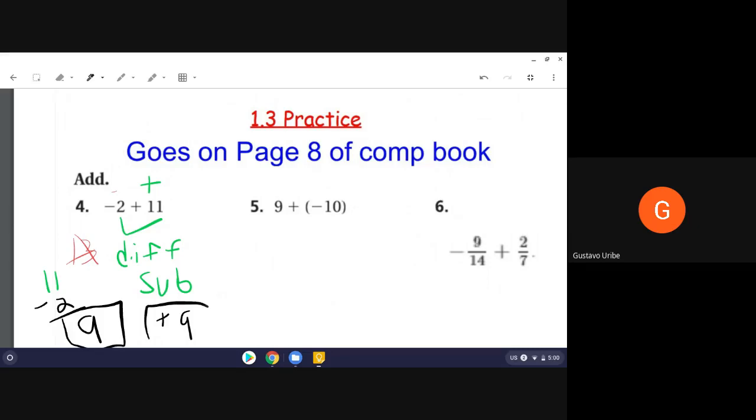We typically don't write a plus in front of it, right? We just leave it as a 9. So this would be correct. Okay, well, now that we did that one, let's look at number 5.